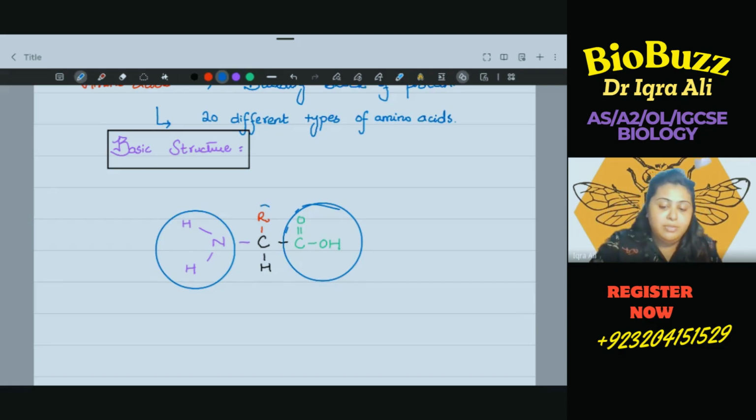Then the placement of the R group. The R group should be present perpendicular to the carboxylic acid. What is perpendicular? Perpendicular means 90-degree angle. So it means that the carboxylic group is over here. So the R group should be perpendicular to the carboxylic group.